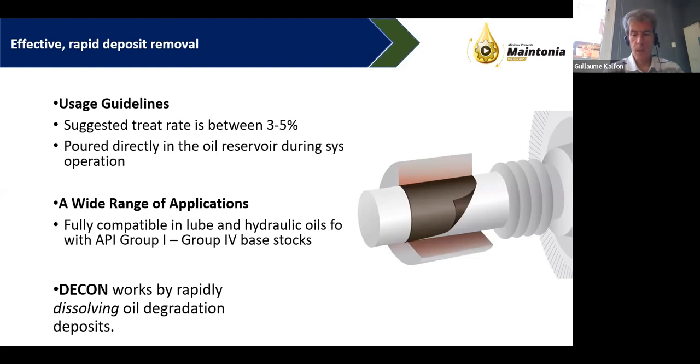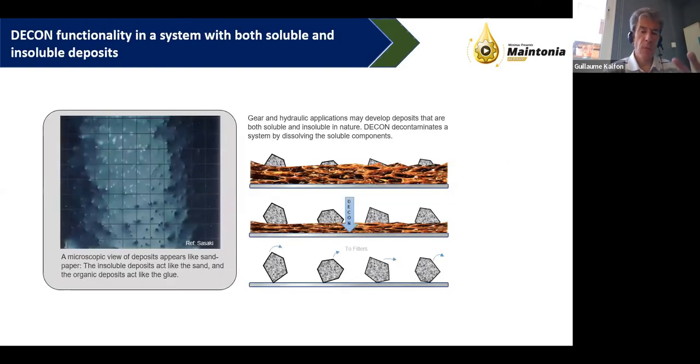Okay, next slide. And so if we have a mix on the deposit, a mix of soluble and insoluble, then some of the insoluble is caught up by a sandpaper effect, because the soluble part is sticky and soft and is holding up some insoluble. And so when we remove the soluble layer, then it will release the insoluble contaminants, and these can go then to a filtration apparatus and be taken out of the system by the filtration. So this achieves a full elimination of the deposits.